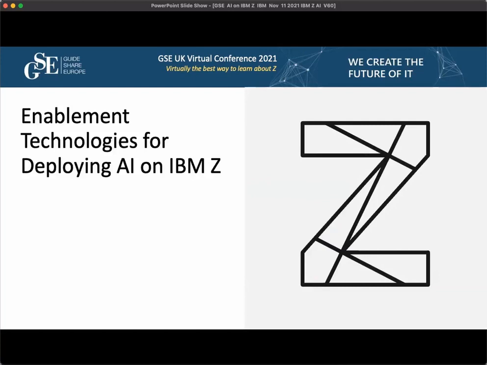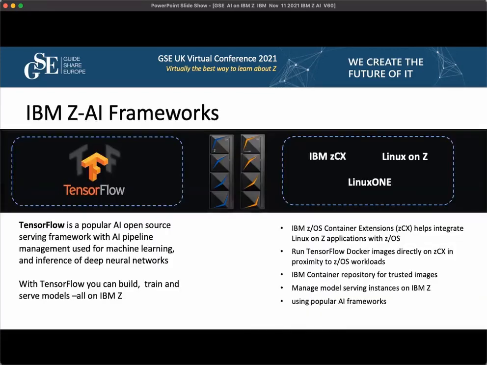And now let me talk about a couple of key technologies we have invested in to make sure that, as I said initially, no matter what framework you use to develop and create your models, and no matter the platform, you can easily operationalize AI and embed AI into your applications, workloads, and core business processes on Z.